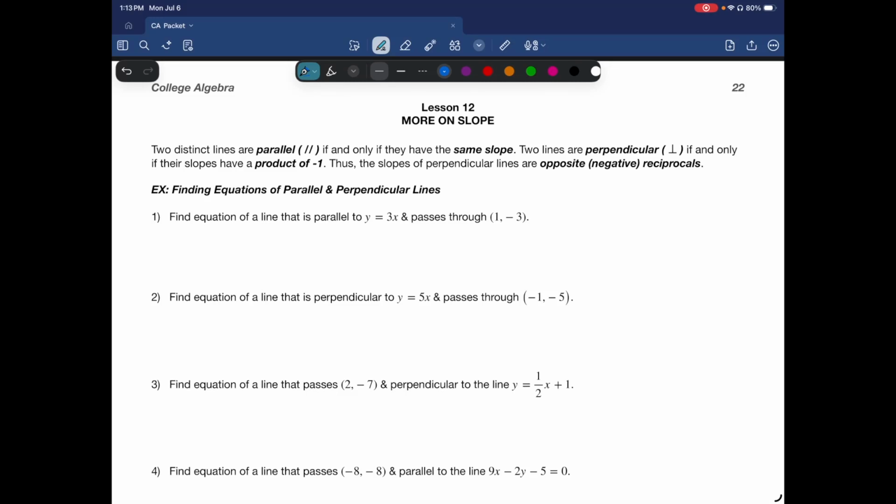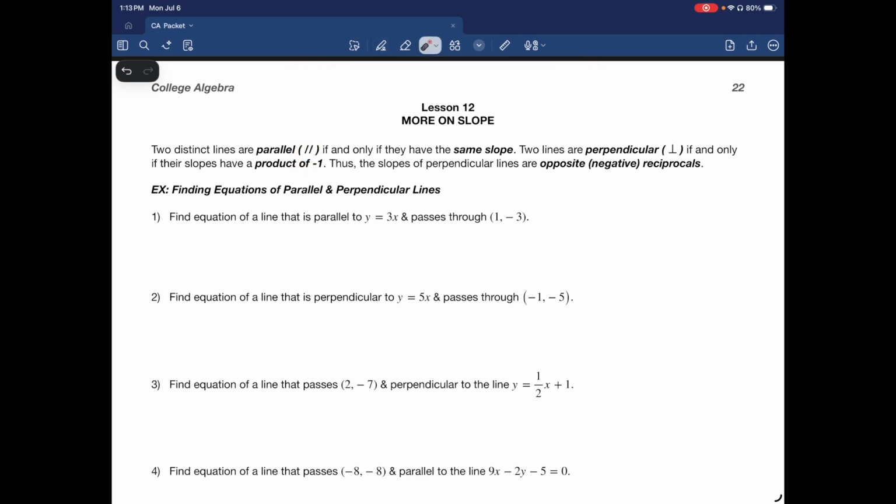In this lesson, we're going to talk about more things about slope, but we're going to get a little bit more in detail about certain types of slope. So if two lines never touch, you have parallel lines, and that's because they have the same slope. And you can notate that by these double bars here.